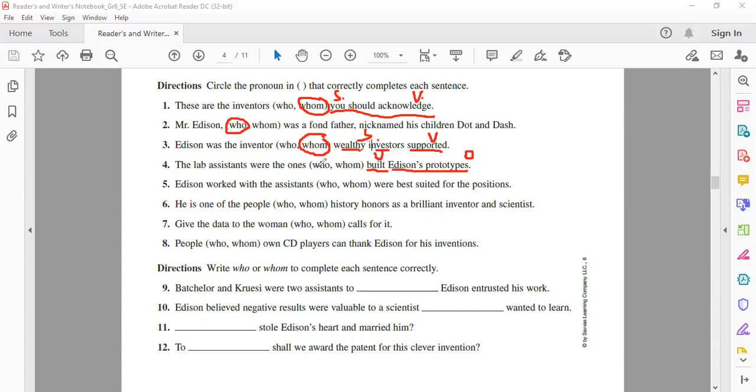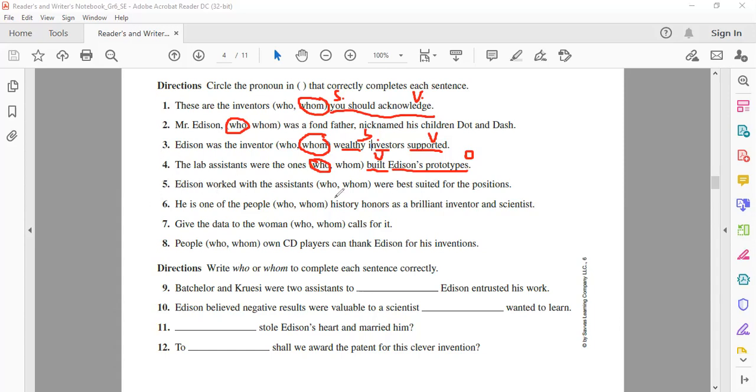So what do we need to put, who or whom? What should we ask for? Whom. Remember the sandwich. We have verb, we have object. What is the missing? The subject. The subject is missing. So who stands instead of the subject? Who or whom? Who stands instead of the subject. So who built Edison's prototypes? Number 5, Wateen.